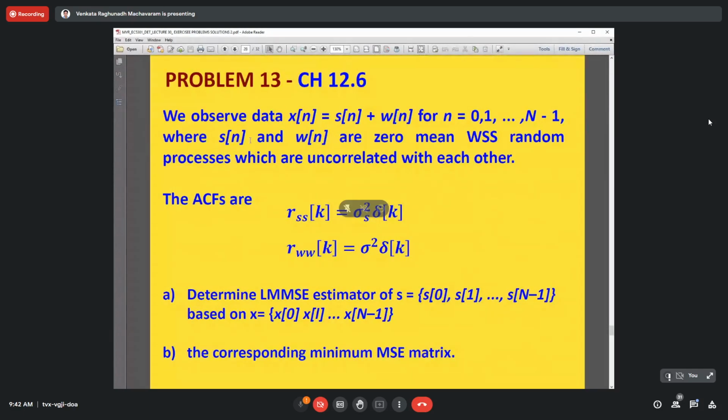Observed data. Sn and Wn are zero mean, wide sense stationary random processes, uncorrelated to each other. Signal and noise are uncorrelated. They have their own autocorrelation functions. From this you can observe that the autocorrelation functions are delta functions. That means they are all IIDs, independent data samples. So the signal samples Sn are independent of each other, and Wn are also independent of each other. Jointly they are a wide sense stationary process. So determine the minimum mean square error estimator for the signal component based on the observations x0, x1 to xn minus 1 and the corresponding matrix also.